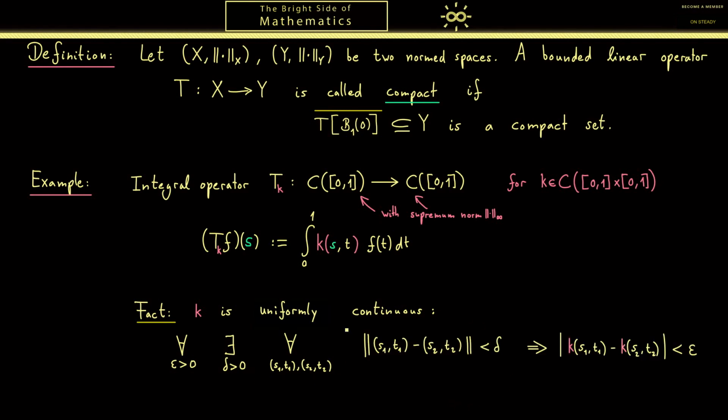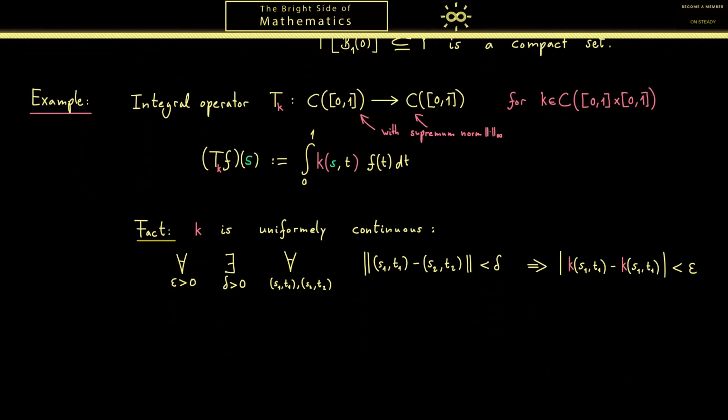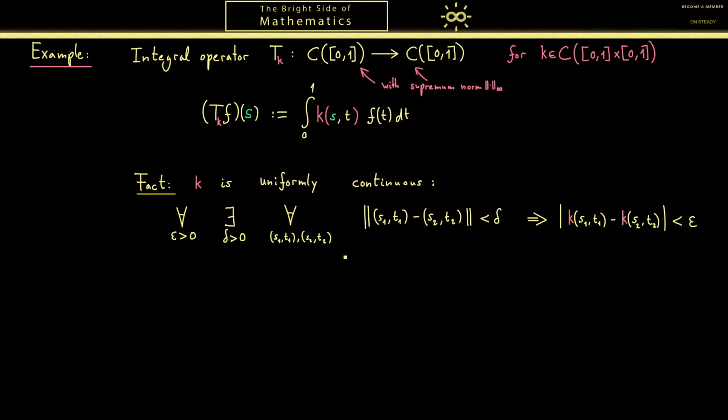On the left hand side we measure the distance with the Euclidean norm in R2, and on the right hand side we measure it with the Euclidean norm in R1, which is the absolute value. Why we need the uniform continuity here, we see in a moment. The first step we have to do when we see such an integral operator is to check if this integral defines indeed a continuous function. Simply because otherwise the operator wouldn't be well defined.